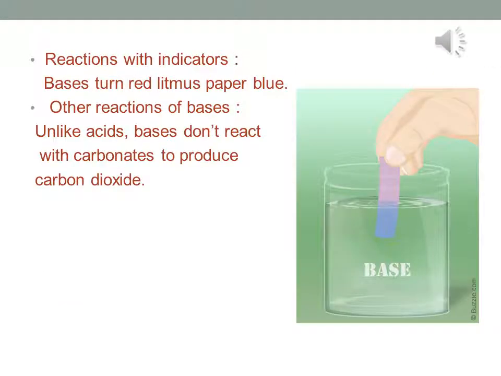Reactions with indicators. As I said before, we use litmus paper to test acids. We can also use it to test bases. So if you look at the figure here, bases turn red litmus paper blue. Also, bases react with other indicators, but litmus paper gives a reliable, safe test. Finally, other reactions of bases. Unlike acids, bases don't react with carbonates to produce carbon dioxide.